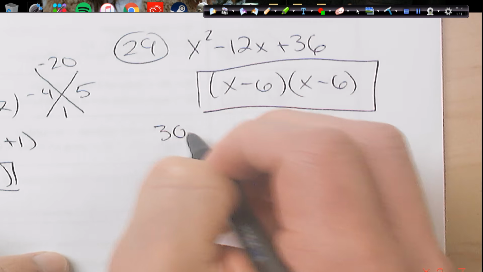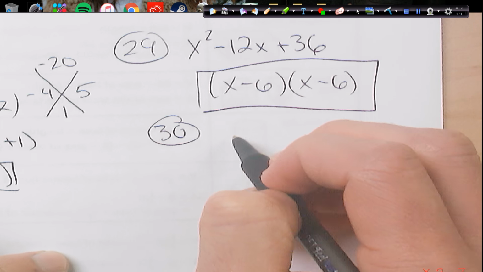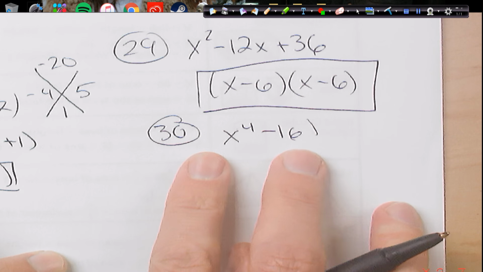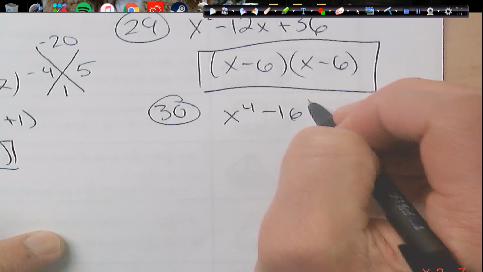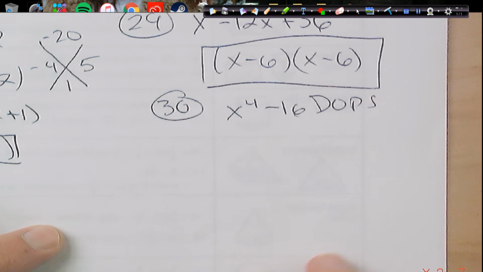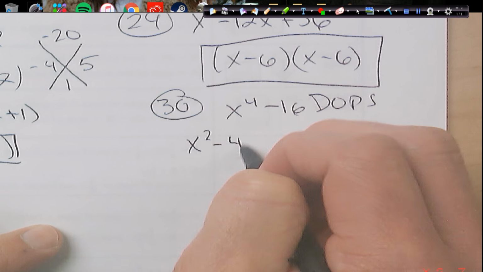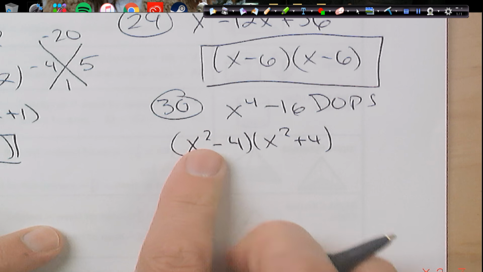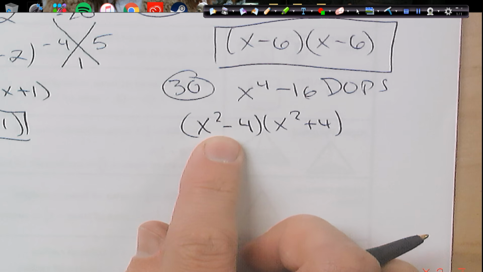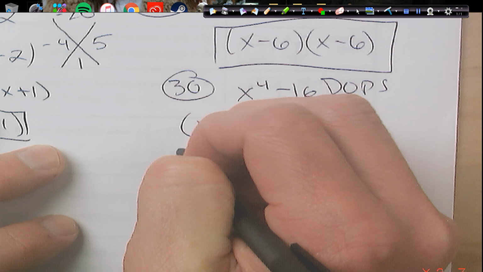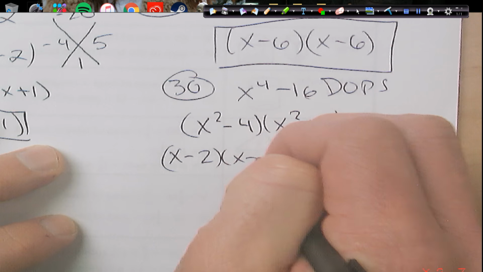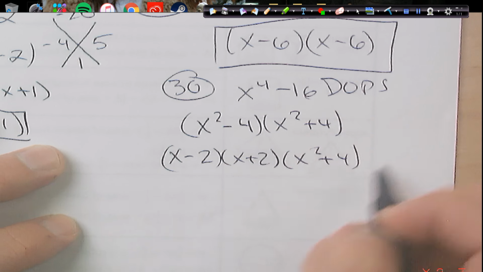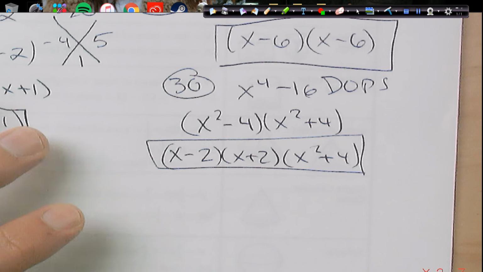30. We get x to the 4th minus 16. This right here is DOPS. So difference of perfect squares. So we get x squared minus 4 and x squared plus 4. And we actually have DOPS up here again. X squared minus 4 is another difference of perfect squares. So we get x minus 2, x plus 2, and then x squared plus 4. So that one we had to do a double DOPS.